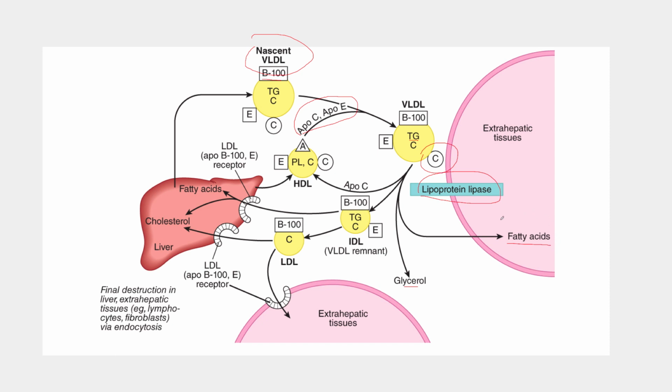These free fatty acids can then be reesterified and stored. Our remaining VLDL remnant, or IDL, has a reduced TAG load, and it has donated its ApoC2 back to HDL. So it's now characterized by ApoB100 as well as ApoE. ApoE will facilitate reuptake by the liver, where the IDL is metabolized into its primary components.